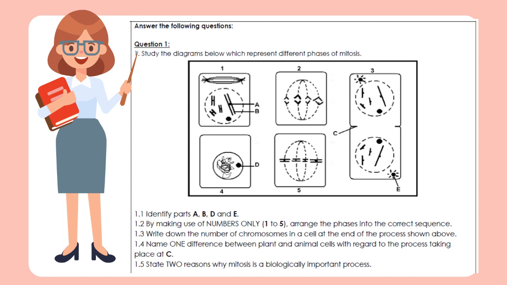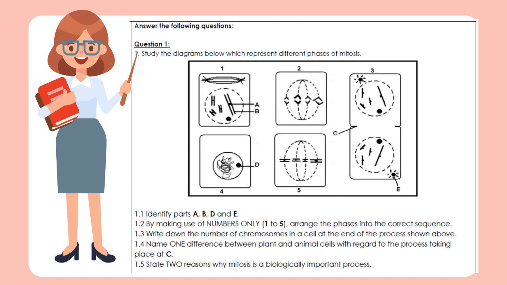Answer the following questions. Question 1. 1. Study the diagrams below which represent different phases of mitosis. 1.1 Identify parts A, B, D, and E. 1.2 By making use of numbers only, 1 to 5, arrange the phases into the correct sequence.